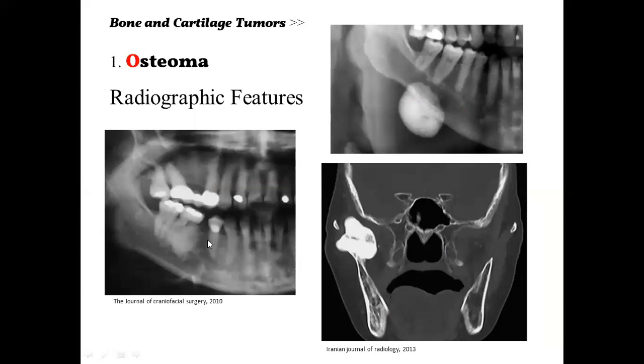Radiographically, it will look like this one. Of course, osteoma siya, it will show a radiopacity sa radiograph. Depende kung gaano kalaki at kung gaano ka-compact yung bone doon. Katulad nito, masyado siyang compact. Ito, nangyari sa may condyle area.